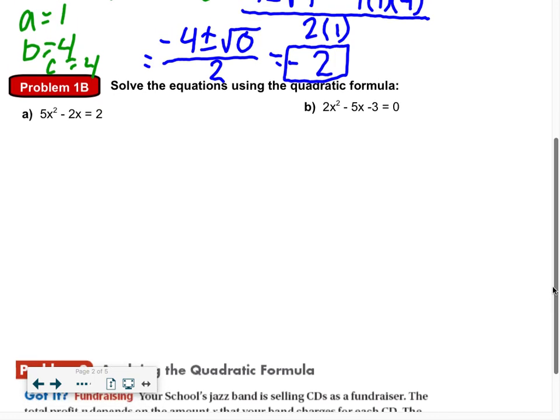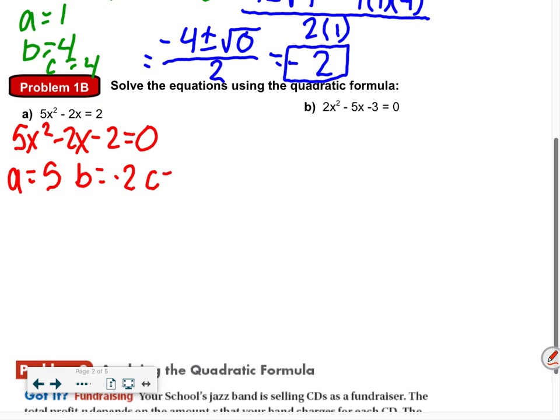Okay, next one. Is everything on the same side? No, we have to move it. So I get 5x squared minus 2x minus 2 equals 0. What's my a? 5. What's my b? Negative 2. What's my c? Negative 2.